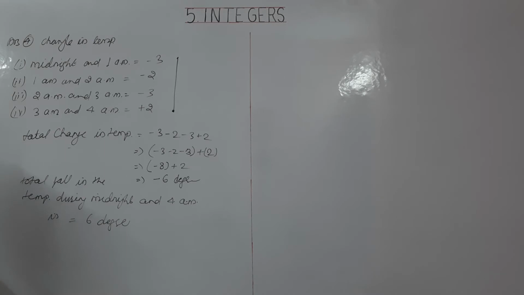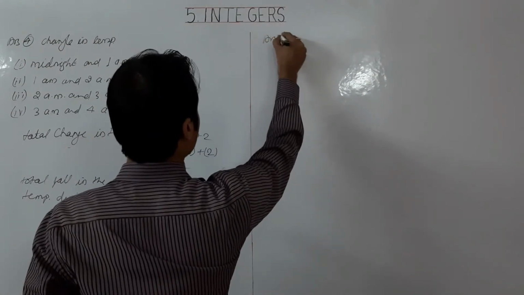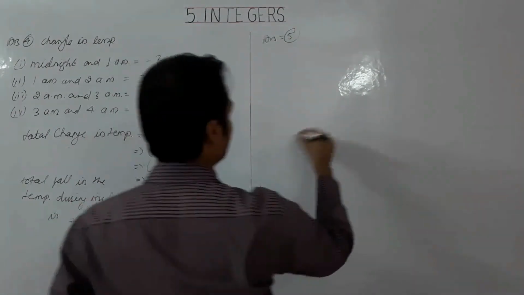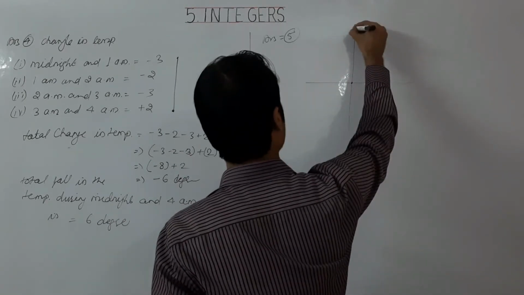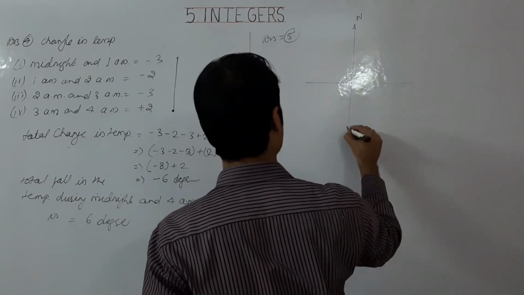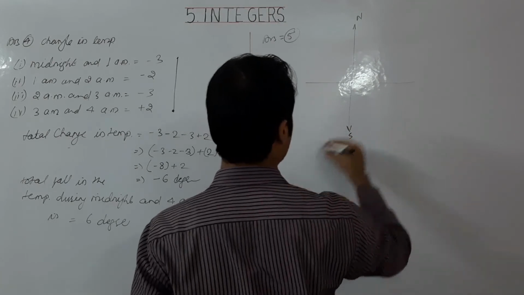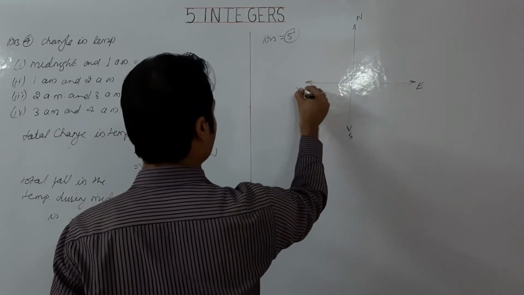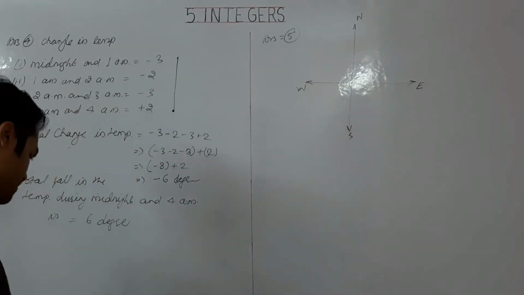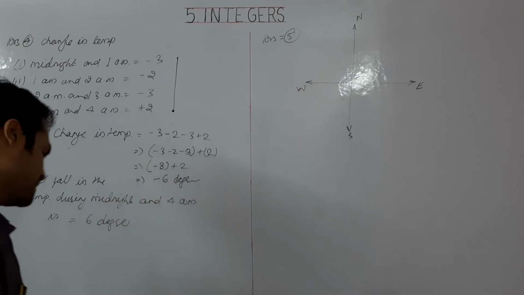Next question, number 5. A car traveled north of Delhi by 40 km and then south by 50 km. How far from Delhi was the car finally? So in this question, initially, say the car is here, this is north, this direction is south, east and west.